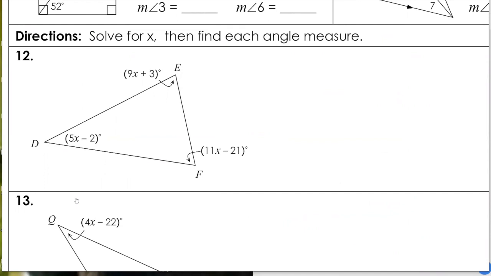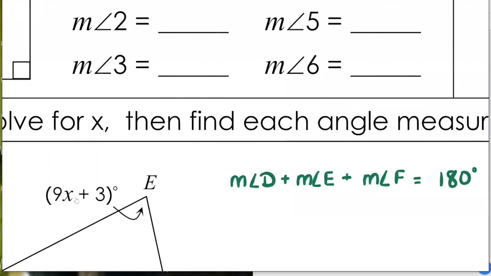So what do I know? Before I even try to plug in what they gave me, I know that the sum must equal 180. So the measure of D plus the measure of E plus the measure of F all need to add up to be 180 degrees. Do you guys agree? Yes. Triangle sum theorem says that the sum of those 3 angles must equal 180. So now let's go ahead and substitute those values.